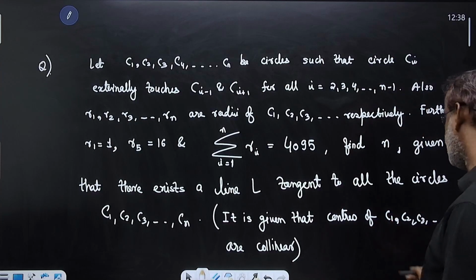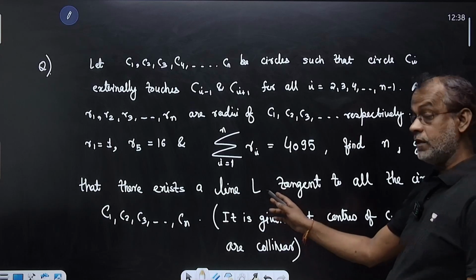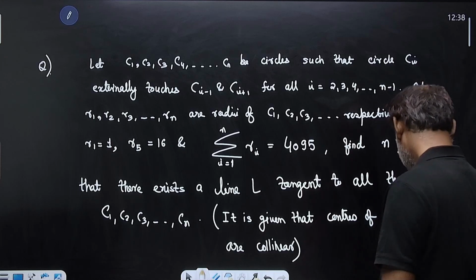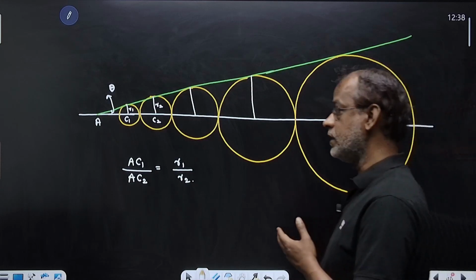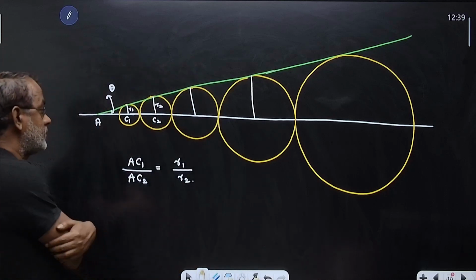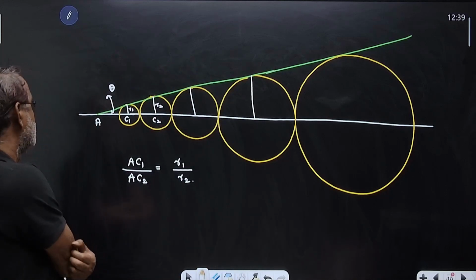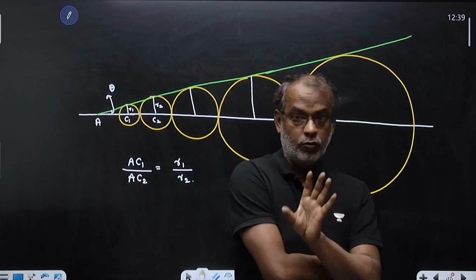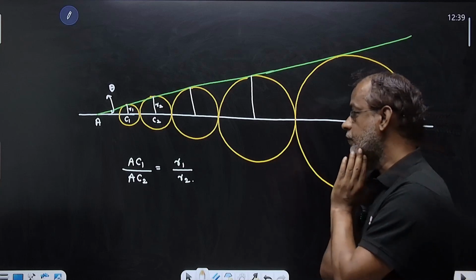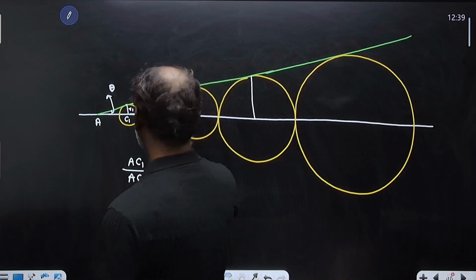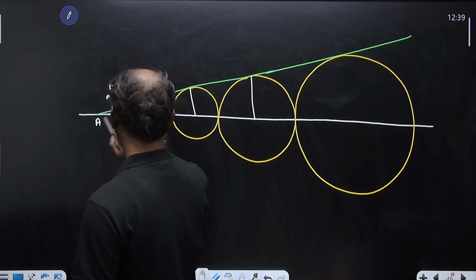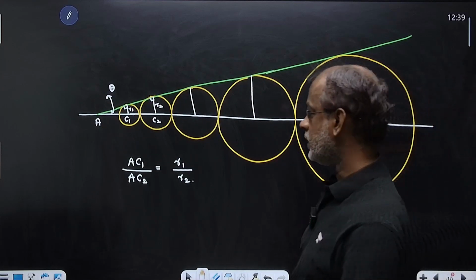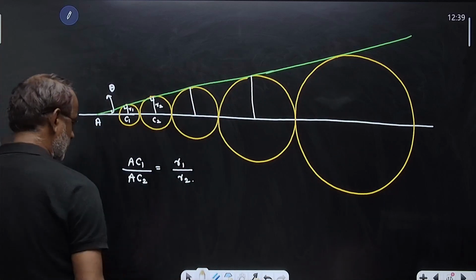There exists a line L and C. So, the angle between the tangent to all these circles and the line on which the centers of these circles lie, this angle is fixed. So, AC1 upon AC2 is R1 upon R2. Now, I am deliberately trying not to incorporate trigonometry. Otherwise, we would have, since it is a right angle triangle, but I think sin theta, cos theta is something that you might very easily be aware of. So, let me use that.